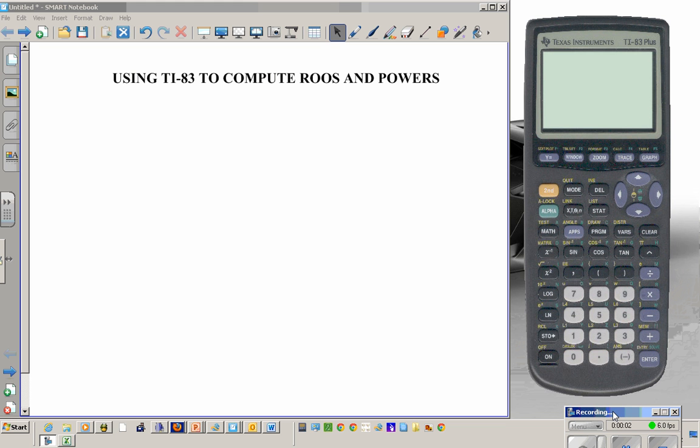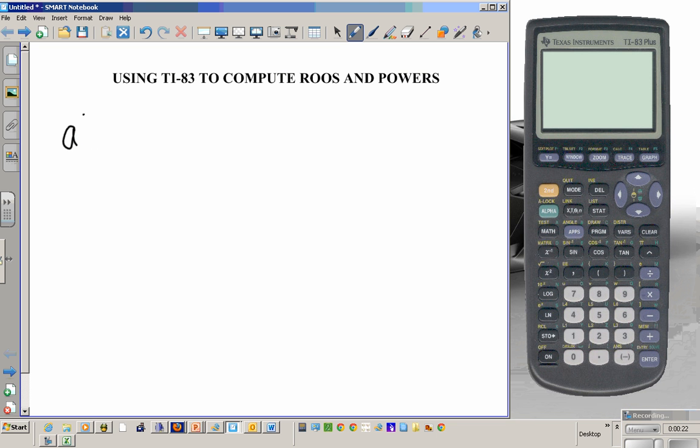Good day, students. In this clip, we're going to go over how to use the TI-83 to compute roots and powers. Remember the general rule of exponential expressions: if you have a to the x over y, the numerator of the exponent is a power, and the denominator of the exponent is the root.